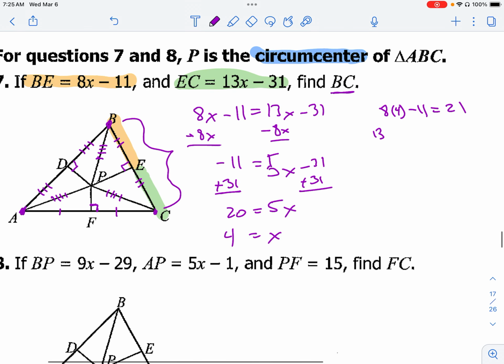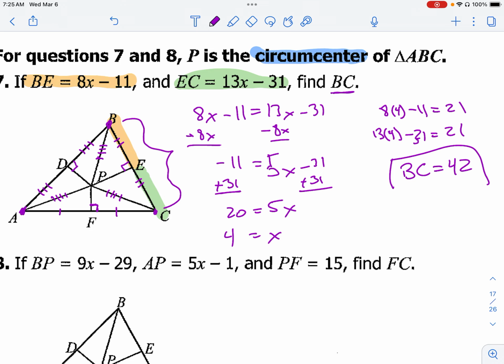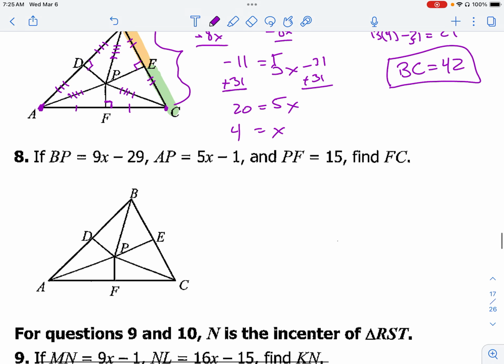Then we have 13 times 4 minus 31. 13 times 4 is 52, minus 31 is 21. So BC equals 42. And we are done with question 7.